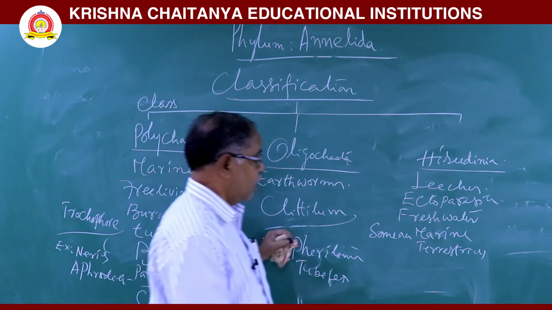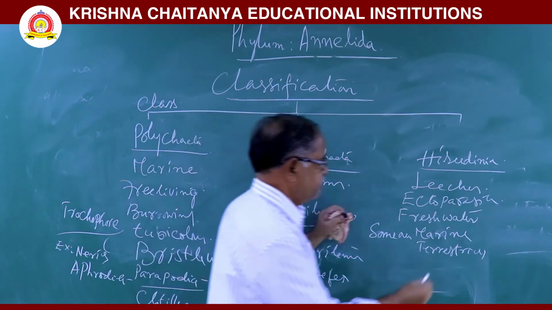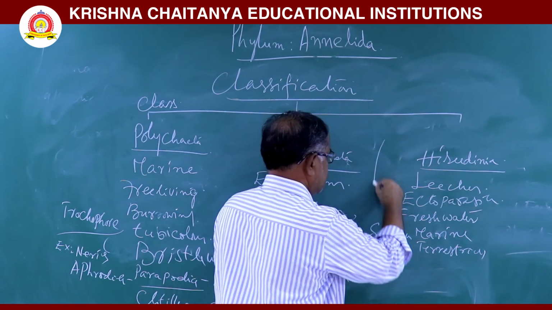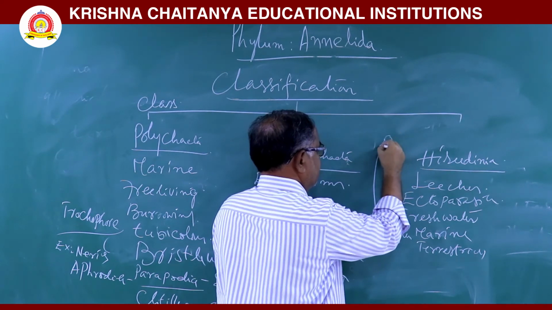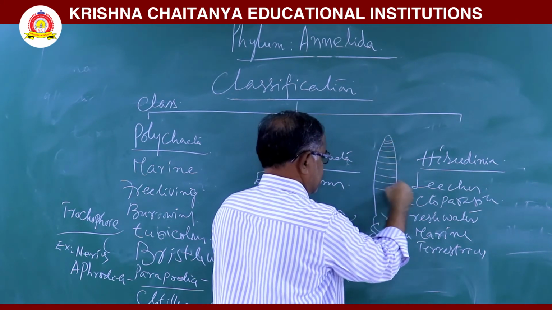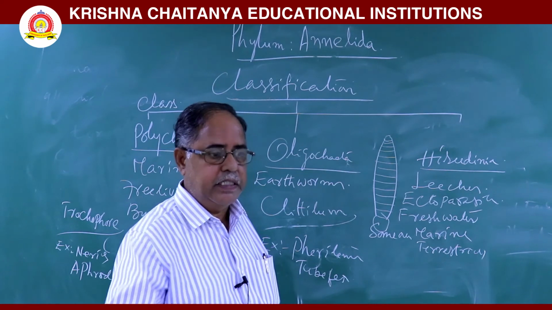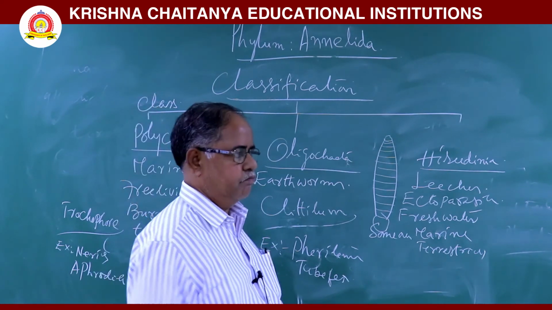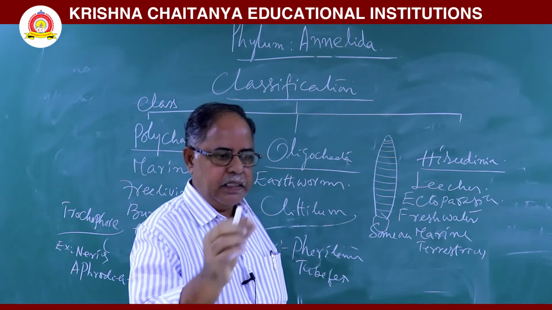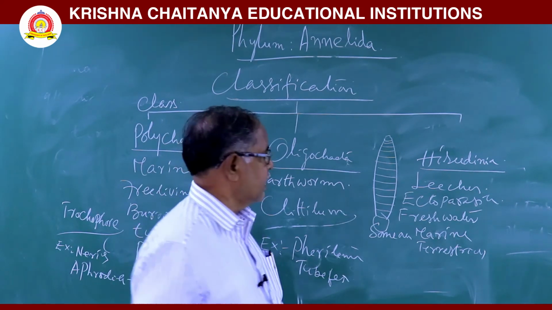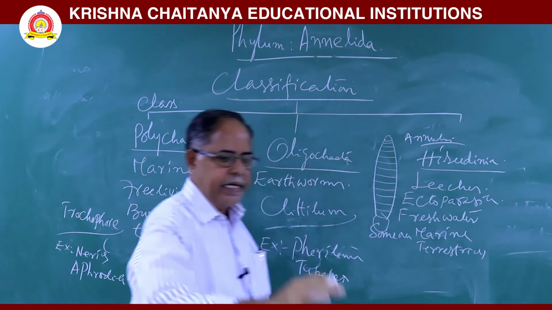In this animal, the body is dorso-ventrally compressed. See here, this is a leech. The body is dorso-ventrally compressed. Next, here a definite number of segments are there. In leech, only 33 segments are there. Next, each segment is externally divided into some sub-segments. They are called annuli.